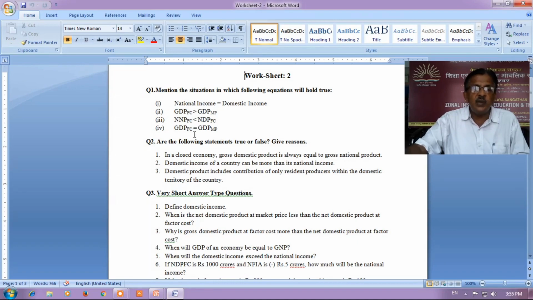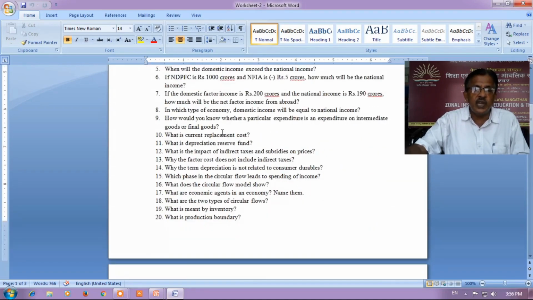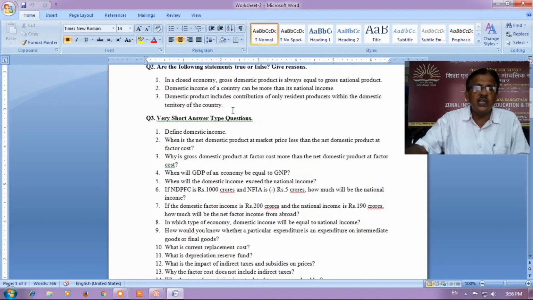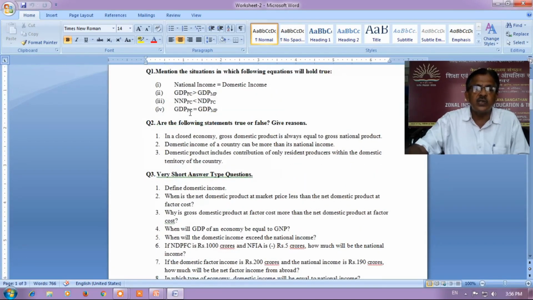Then GDP at factor cost is equal to GDP at market price when net indirect taxes are 0. You know that GDP at factor cost plus net indirect tax is equal to GDP at market price. So if net indirect tax is 0, then nothing will be added to GDP at factor cost. Then in that case GDP at factor cost will be equal to GDP at market price. Are the following statements true or false? Give reasons. You just go through these statements.